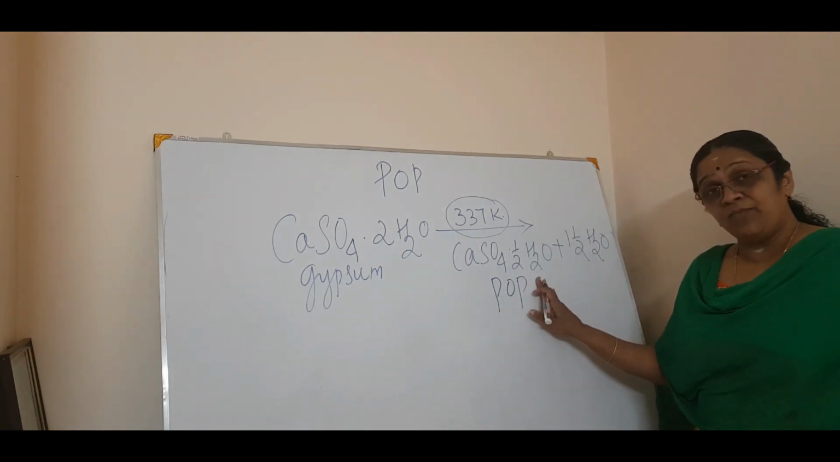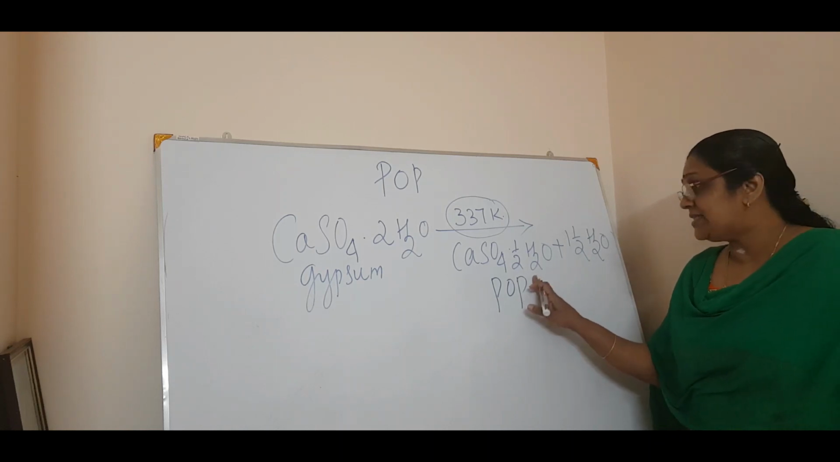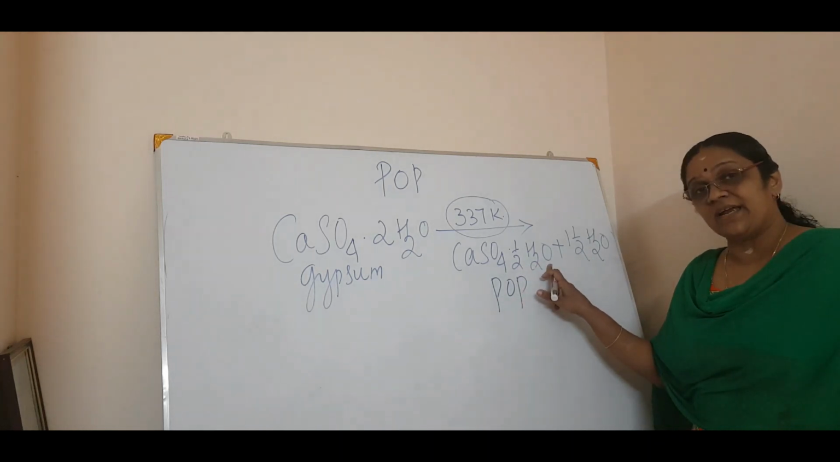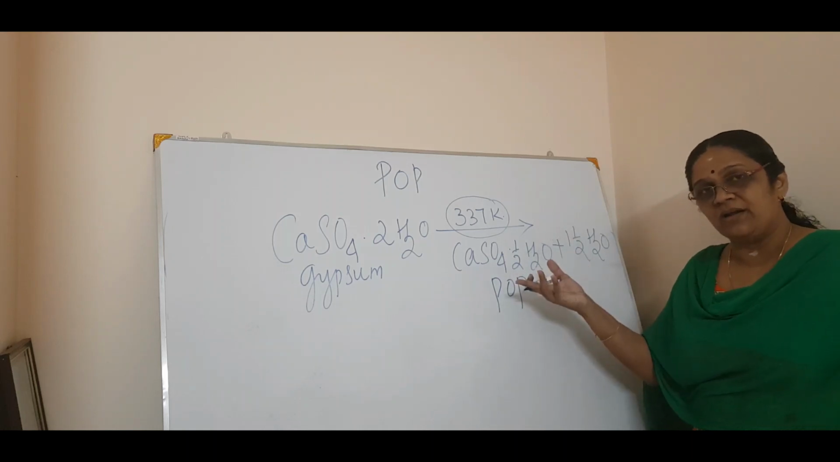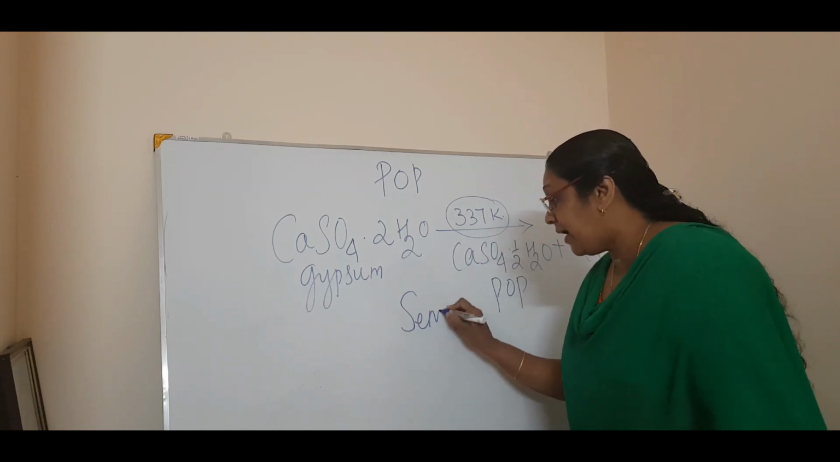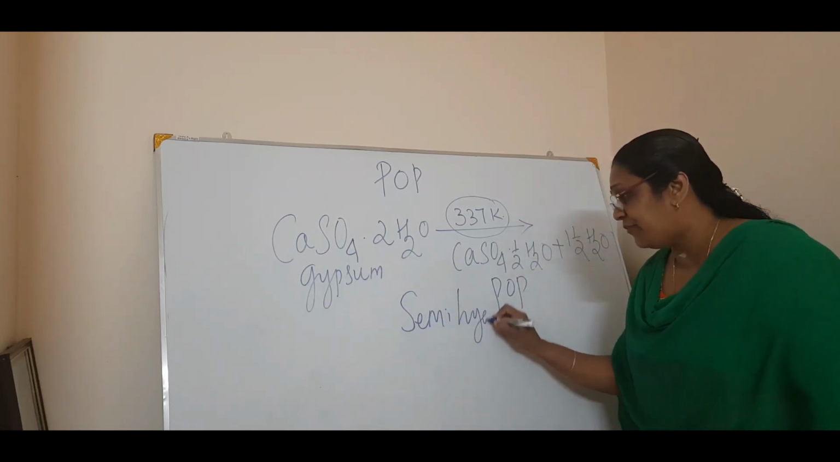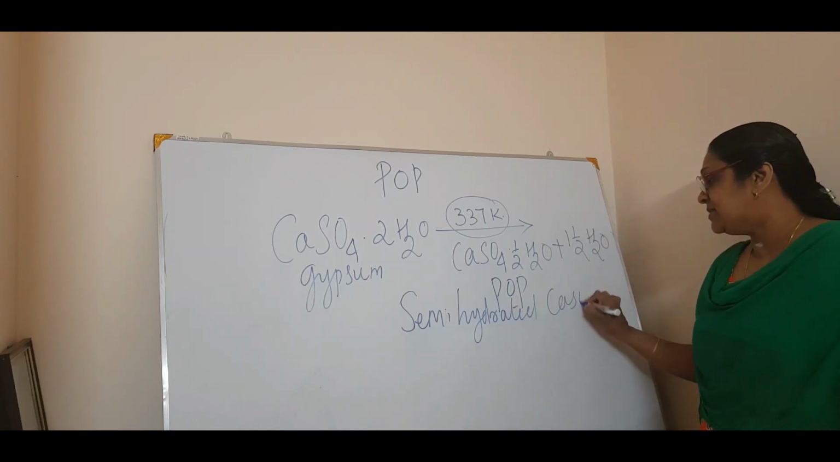This is a common name, plaster of Paris. What is the chemical name? You can say semi-hydrated. Hydrated means 1, an integer of 1, but if it is half, you can say semi-hydrated. Listen carefully: semi-hydrated calcium sulfate.